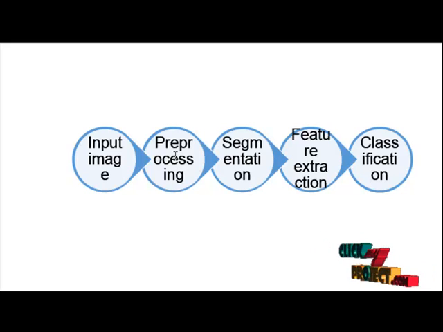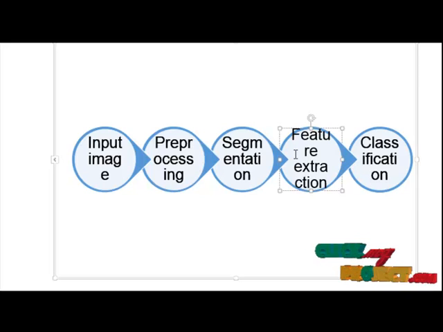The next step is the segmentation process. Here we extract the affected area from the image. The goal of segmentation is to simplify or change the representation of an image into something that is more meaningful and easier to analyze. Next is the feature extraction method. For feature extraction, we used two methods, GLCM and HOG.